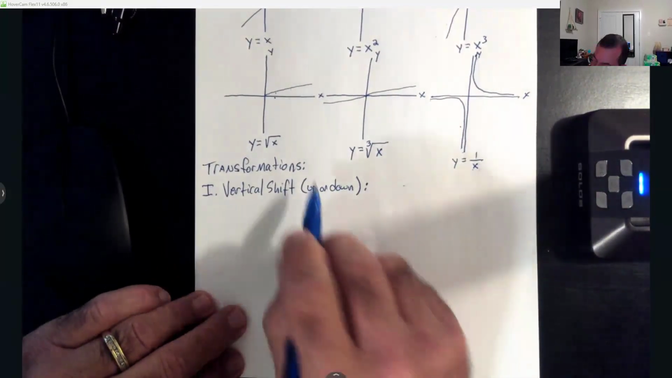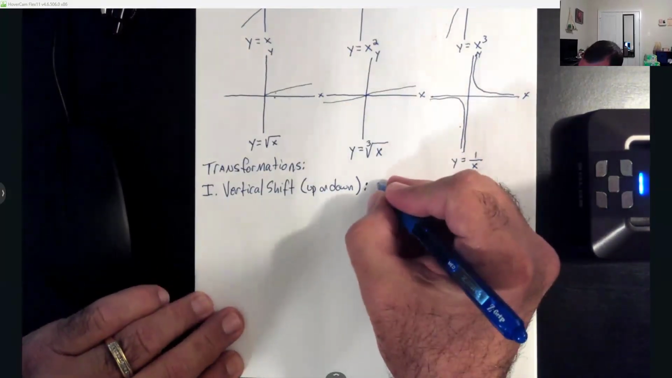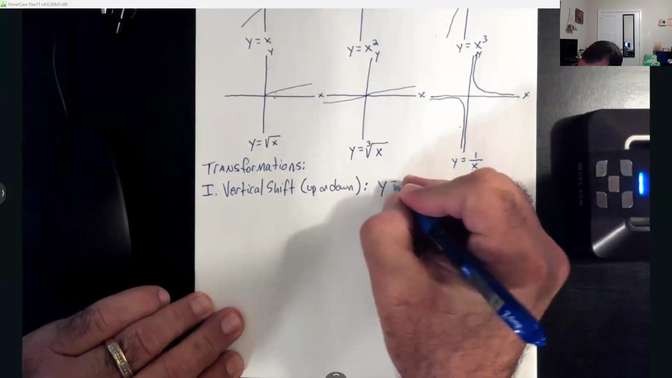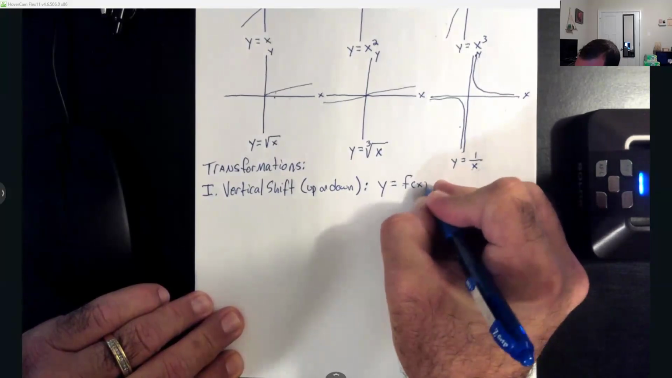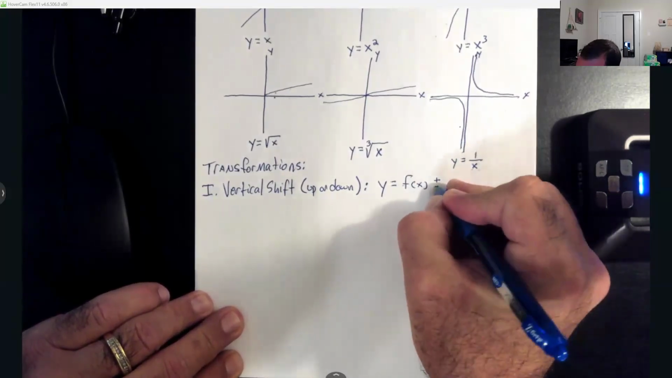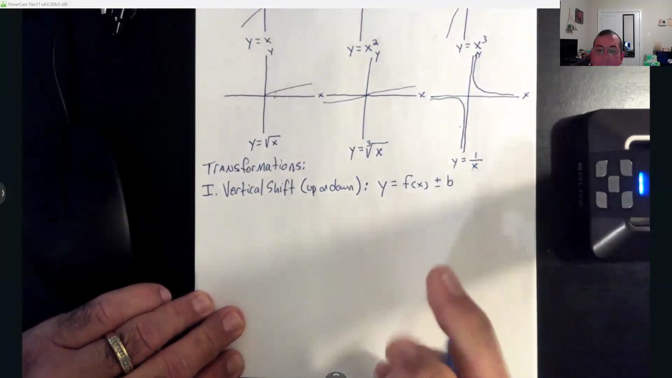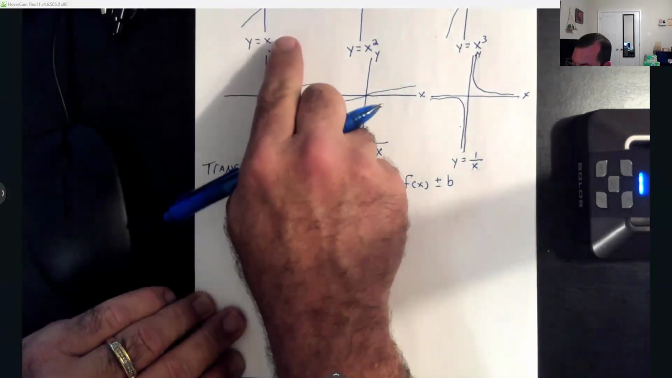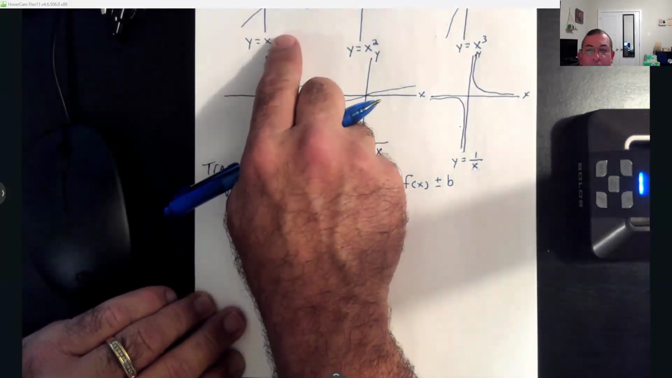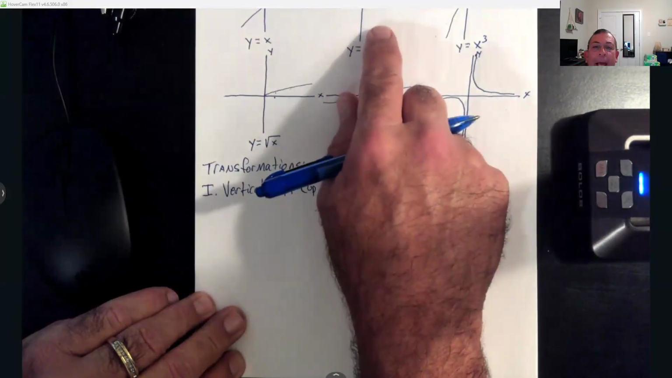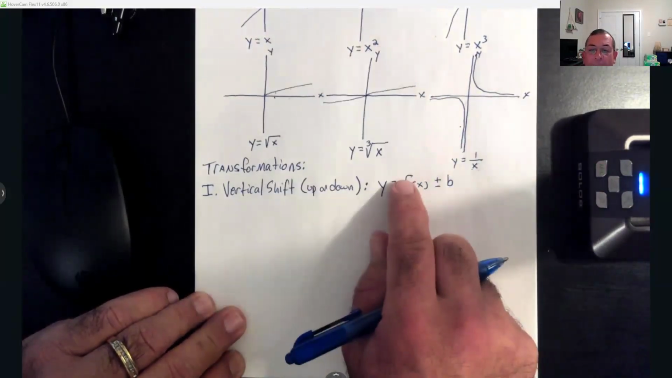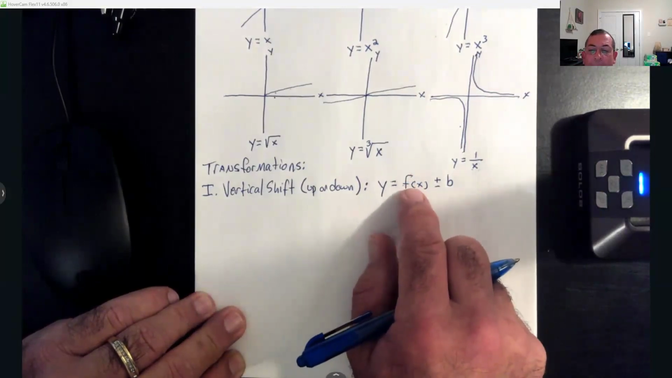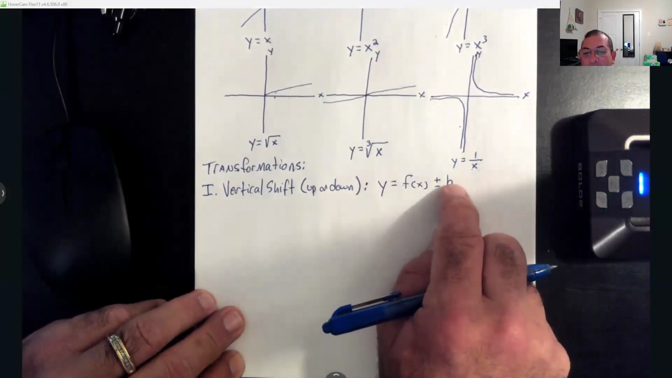Okay. So how do I move these graphs up and down? I'll have this type of equation. Y equals f of x plus or minus b. So we take the function and add or subtract a number to it. So f of x would actually be the basic function, okay? So if I put an x squared here, this would be x squared plus or minus some number.